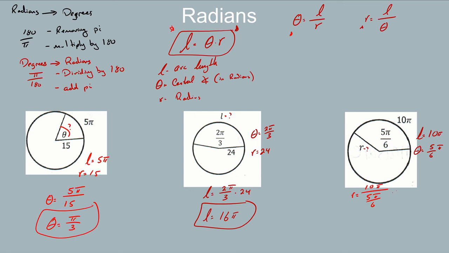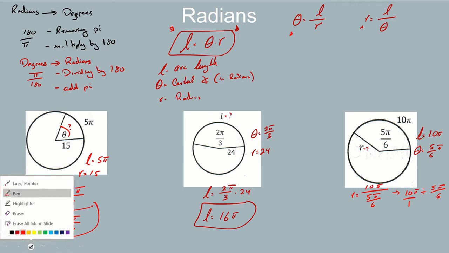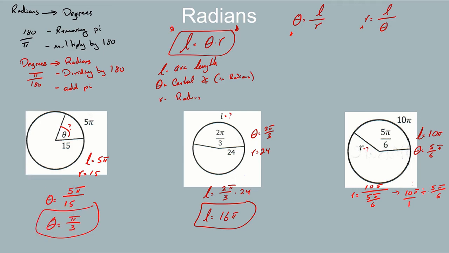So when this happens, you can rewrite this as 10 pi being divided by 5 pi over 6. We can put a 1 in the denominator. It's not doing anything. But then they kind of crisscross, right? So that one goes up there, that one goes up there. The whole point of this is to simplify, to get rid of the fraction.